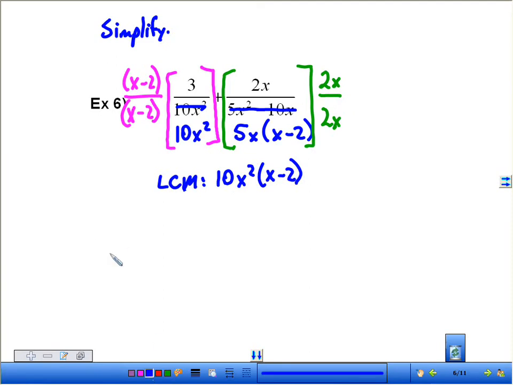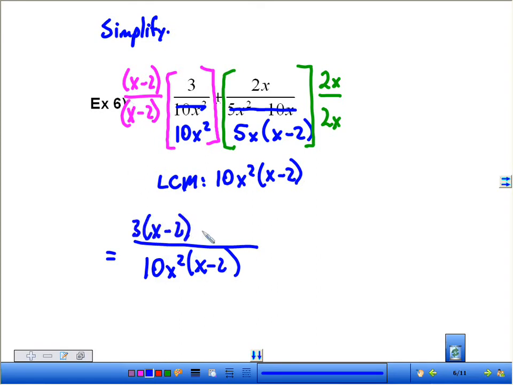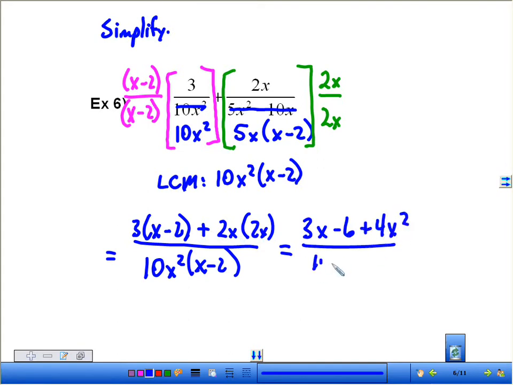So let's see what all I have now. My LCM is always going to be my denominator. And now the numerator, I'm going to distribute or multiply and then add. This is 3 times x minus 2. And on this side I have plus 2x times 2x. Now I'm going to distribute and combine like terms. That gives me 3x minus 6 plus 4x squared over the denominator. Leave it all factored out.